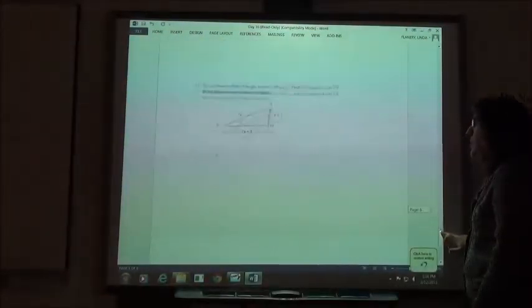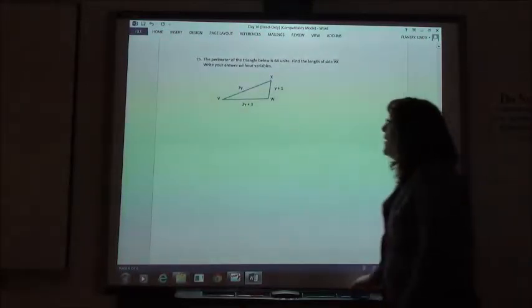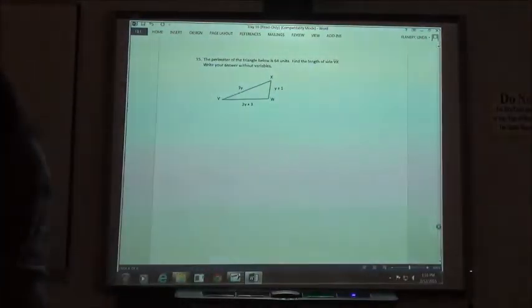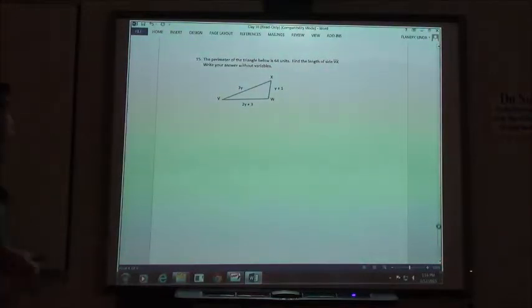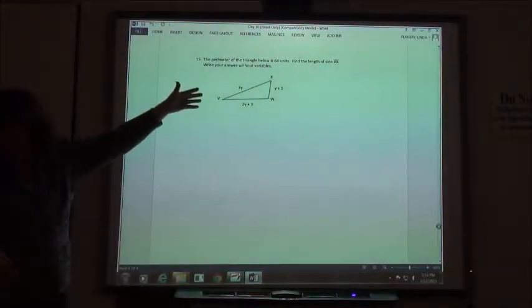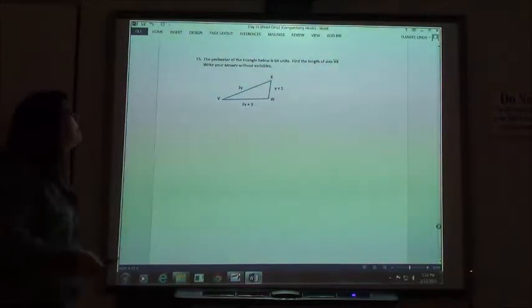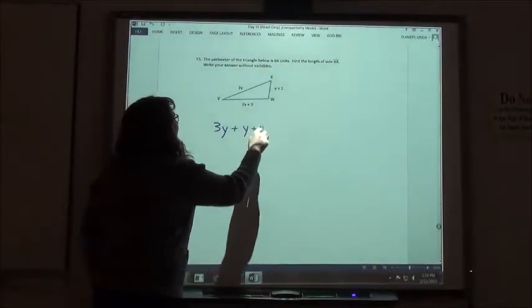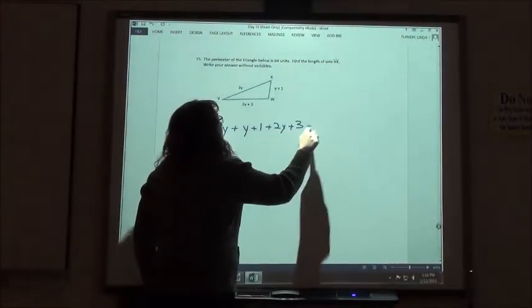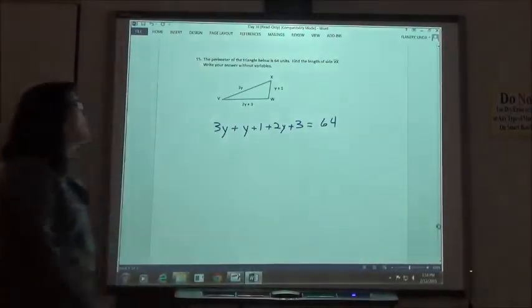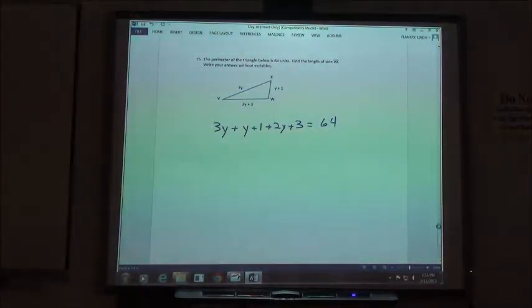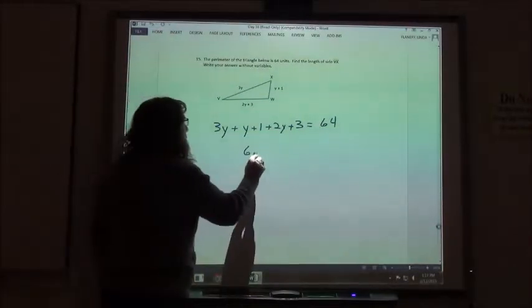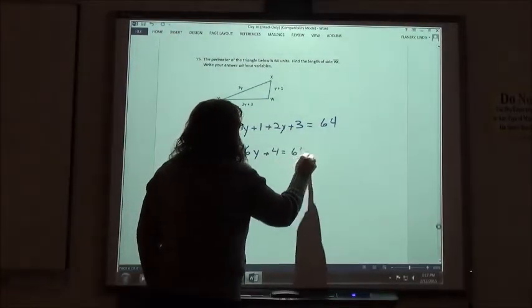And the last one on this homework page, again, I have a perimeter. I'm doing a triangle. We don't have a special formula for a triangle. We just add up all the sides. So if I know my perimeter is 64 again, what should my equation say? 3y plus 2y plus 3 equals 64. Well, this time I only have 3 sides on my list instead of 4. If I combine my like terms, I'm going to get 6y plus 4 equals 64.